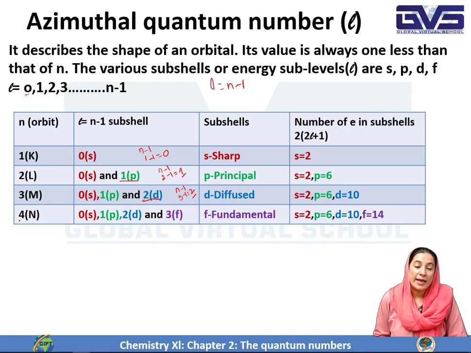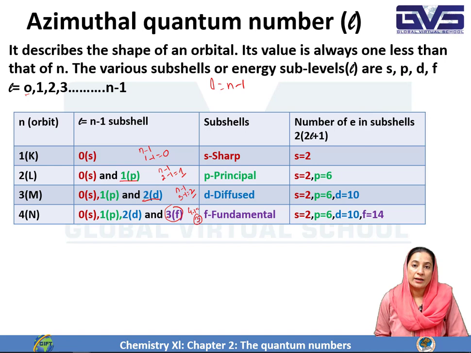And when n, the principal quantum number, is 4, then l equals 4 minus 1 equals 3. 3 means f orbitals. F stands for fundamental.